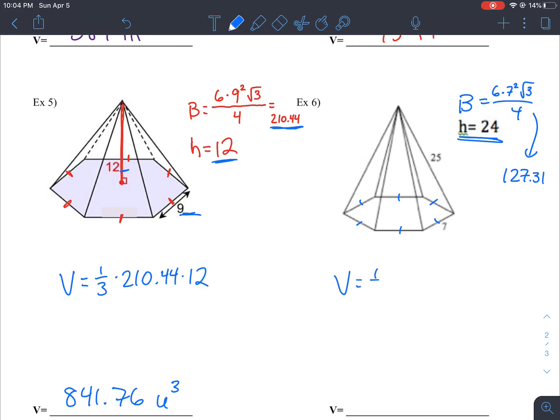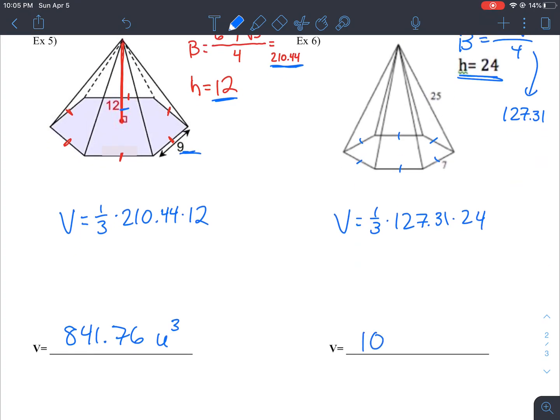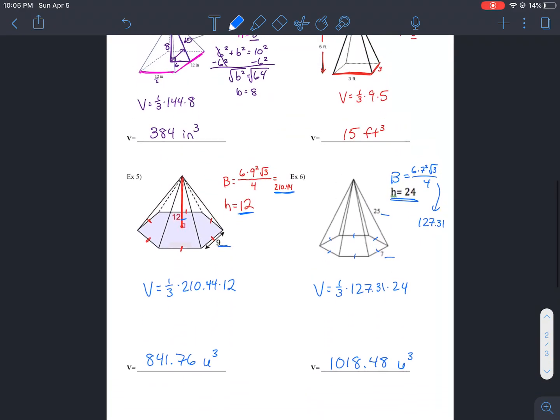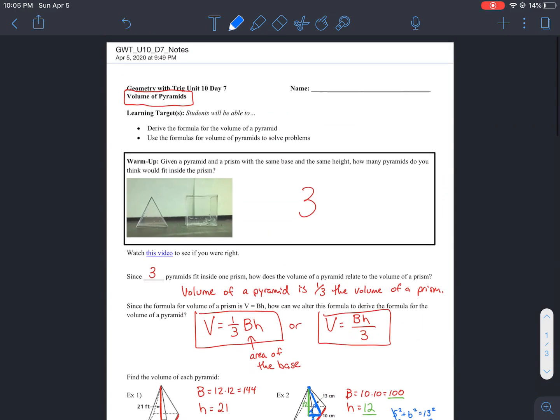So in order to find the volume, it's 1/3 times 127.31 times 24. So 1/3 times 127.31 times 24 comes out to be 1018.48. Again, no units are given, units cubed. Okay, and that does it for this lesson.